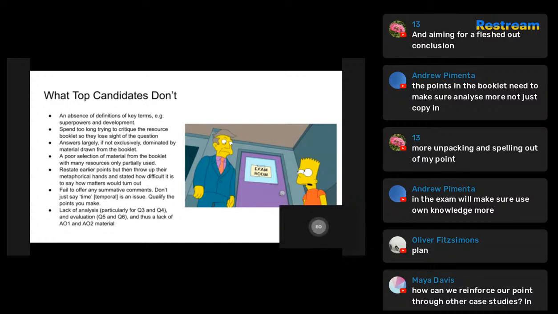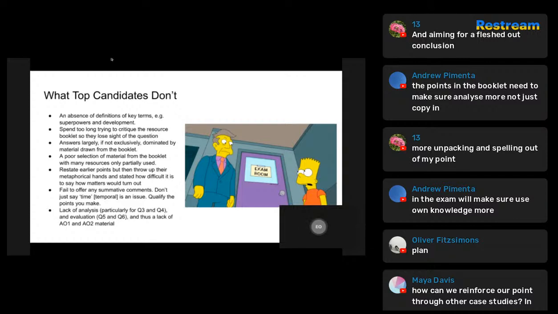They state earlier points, but then throw up their hands, metaphorical hands that is, and state how difficult it is to say how things would turn out, right? So this is very common. A lot of candidates will just go, well, on the one hand, it could be good. On the other hand, it might be bad. But actually, we don't really know what's going to happen. And that's my answer. No, I'm afraid if you want to get top level marks, you can't write something like that. Okay.